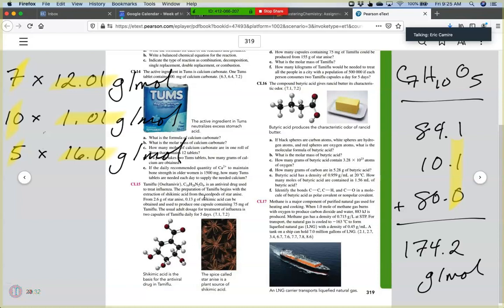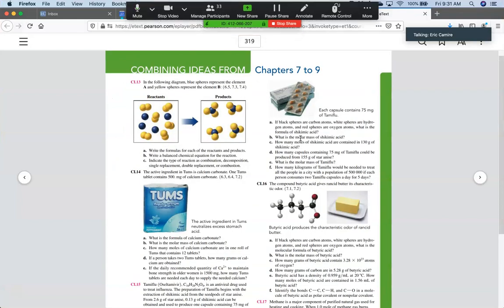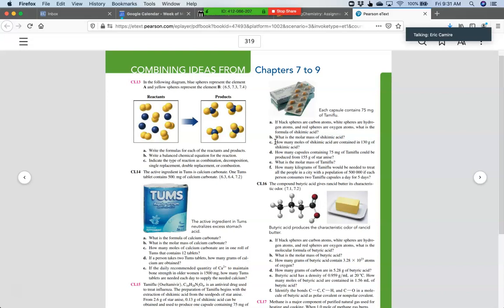So has anyone gotten lost so far on what I've done in terms of determining molar mass? Because we're going to start doing the stoichiometry in the next couple of problems. All right. So let's take a look at the next step. If we're able to figure out our molar mass, the next question is asking how many moles of shikimic acid are obtained from 130 grams of shikimic acid.